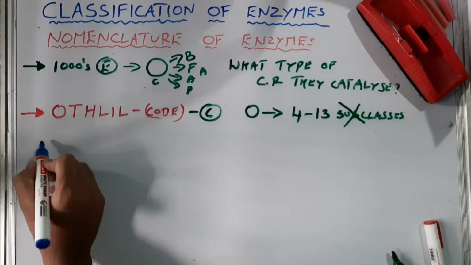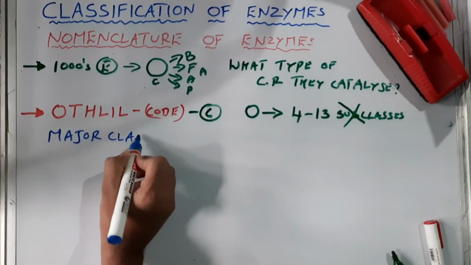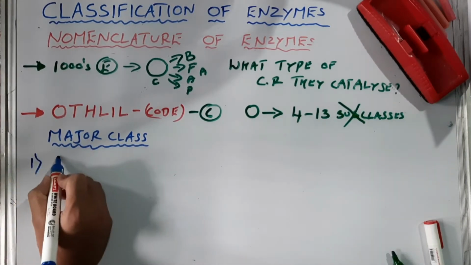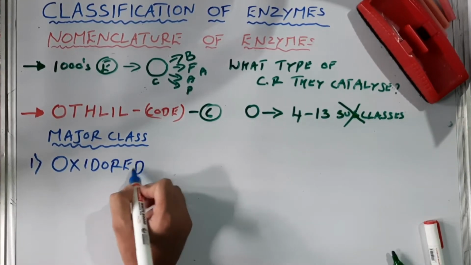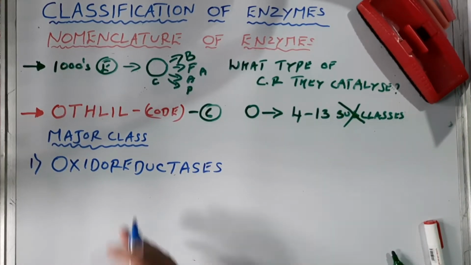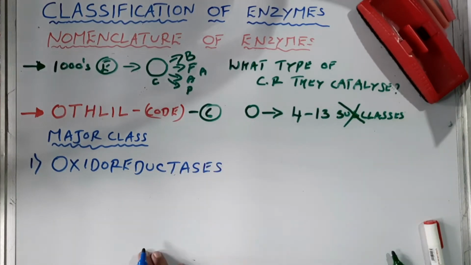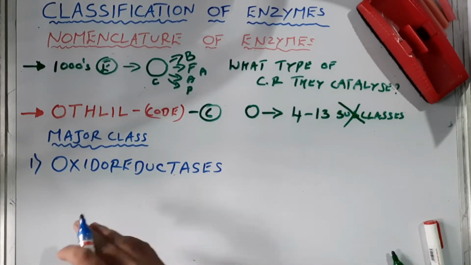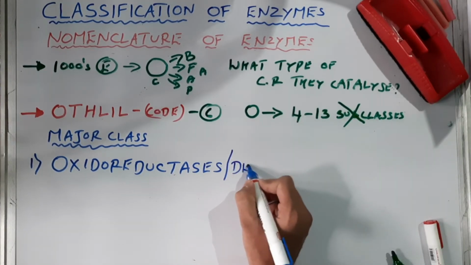So we go with the first major class of enzymes in the classification itself. What is it? O. What is O here? O is oxidoreductases. In the name itself, you can easily identify what type of chemical reaction they bring in the metabolic process, that is oxidation-reduction. This particular major class, oxidoreductases, is also called dehydrogenases.